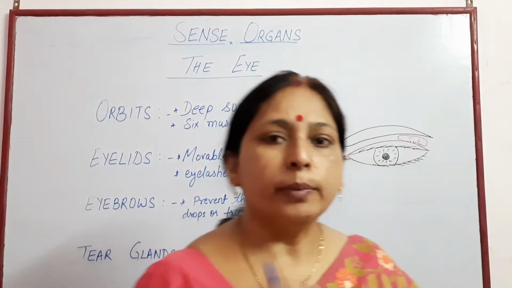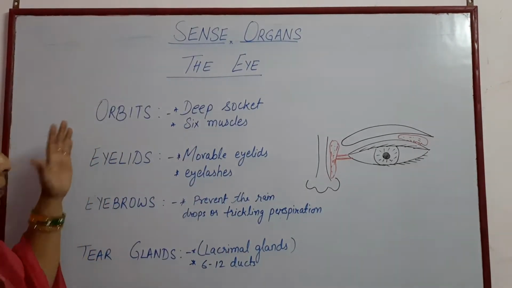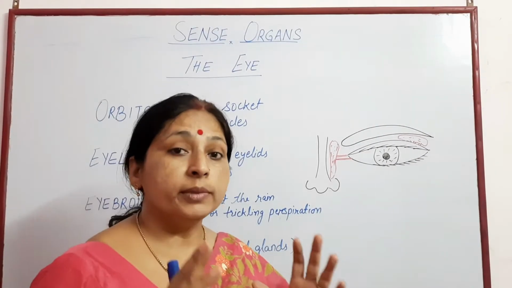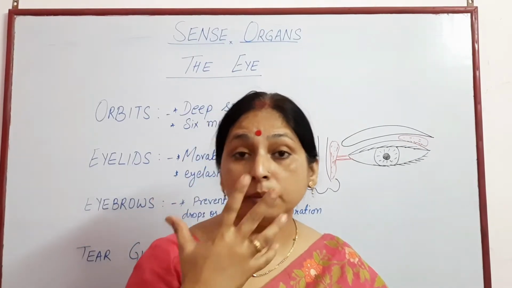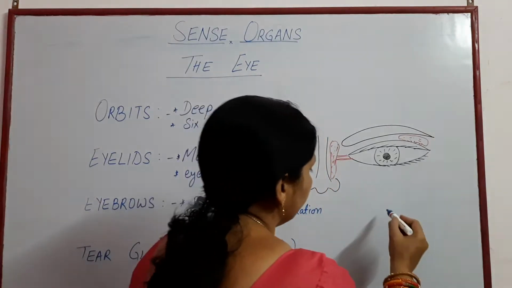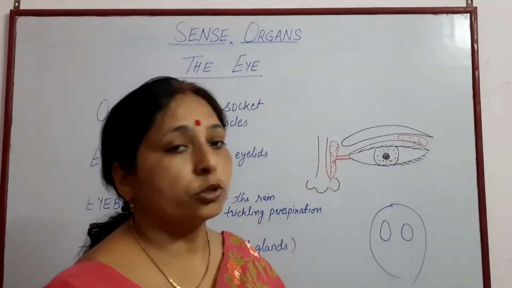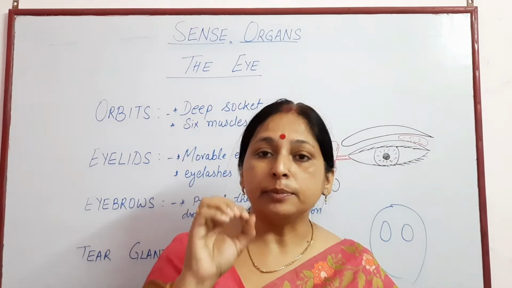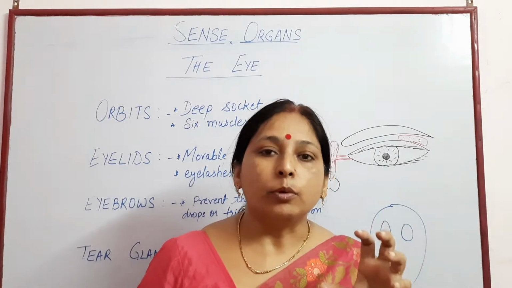Let's start with a few basic things about the eye. The first thing is the orbit. Orbit is a part of the human skeleton. When we see the skull part of the human skeleton, especially the facial part, there are deep sockets present in that skull area. In these deep sockets the eyeballs are located. These deep sockets are termed as orbit, and in these orbits eyeballs are located.